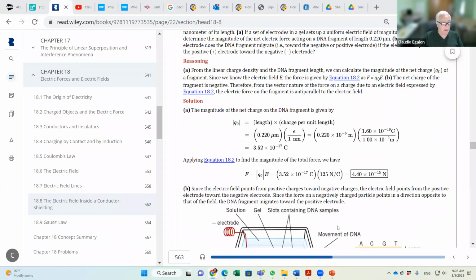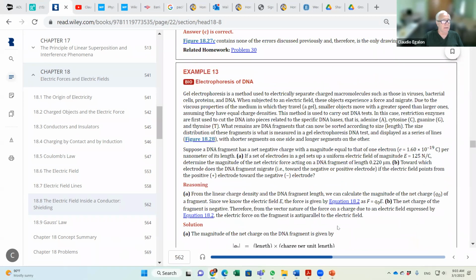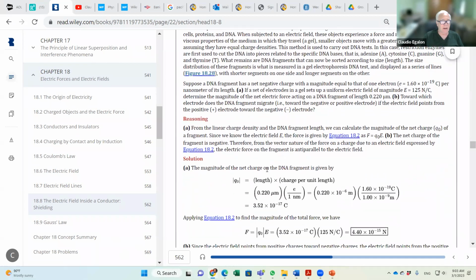There are applications for the electric field in the life sciences. One of them is the electrophoresis of DNA. Even today, I remember a professor of mine wanted me to do an electrophoresis experiment with him in his lab. He had one of those machines there.